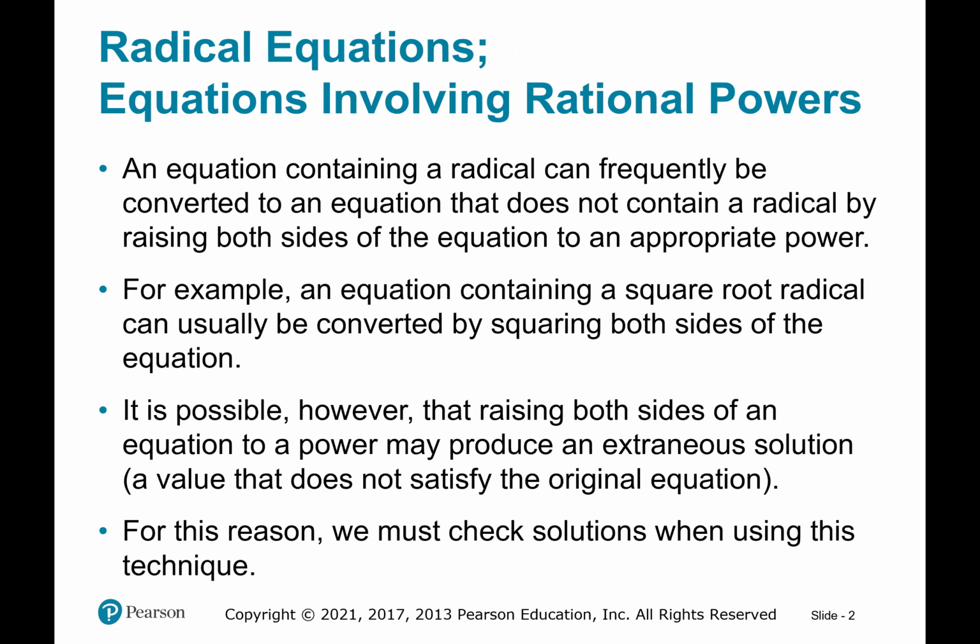Solving radical equations. An equation containing a radical can frequently be converted to an equation that does not contain a radical by raising both sides of the equation to an appropriate power. For example, an equation containing a square root radical can usually be converted by squaring both sides of the equation. It is possible, however, that raising both sides of an equation to a power may produce an extraneous solution, a value that does not satisfy the original equation.